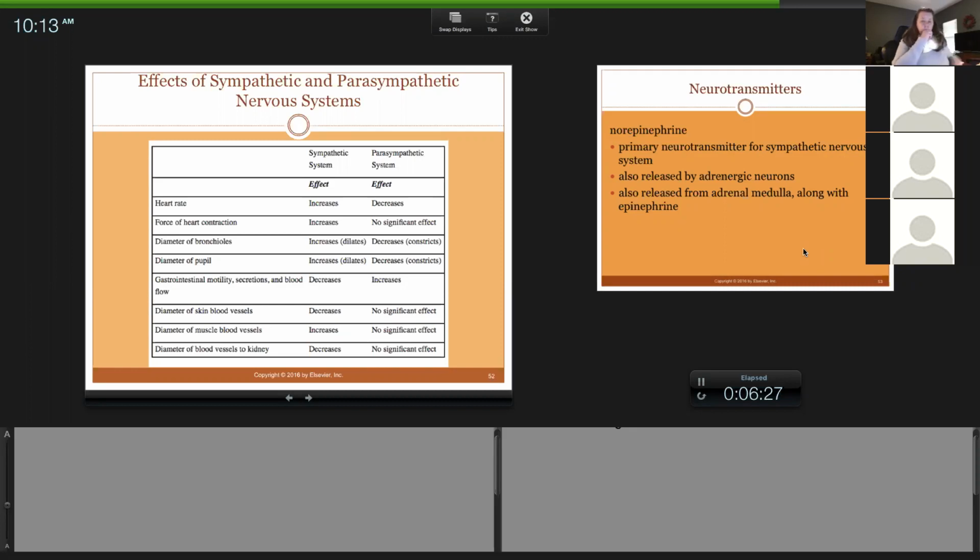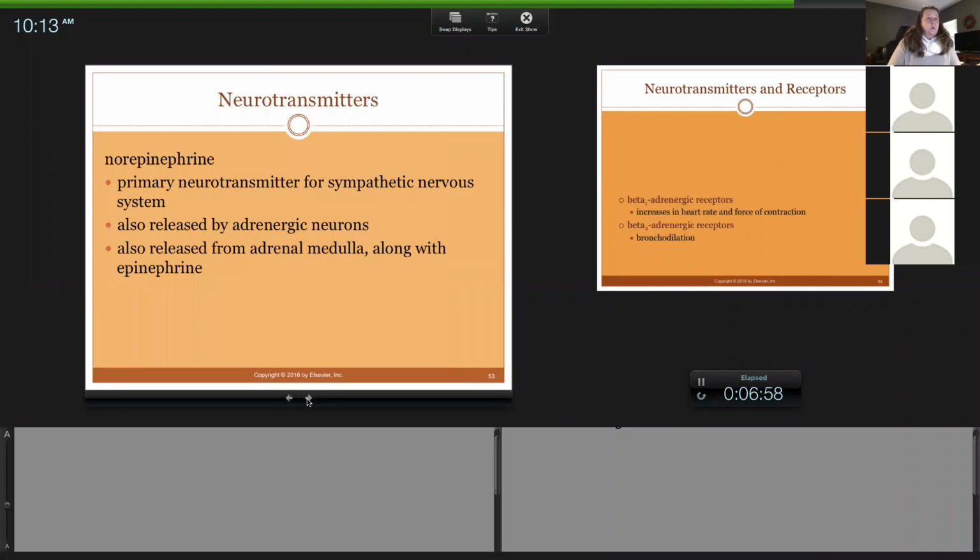So I just want you to know, if I ask you on a test, I might say, what happens during a stressful event to heart rate? What happens to bronchioles when we're under parasympathetic stimulation, okay? So sympathetic is fight and flight, and the parasympathetic is the rest, restore, relax. Some people call it the rest and digest situation.